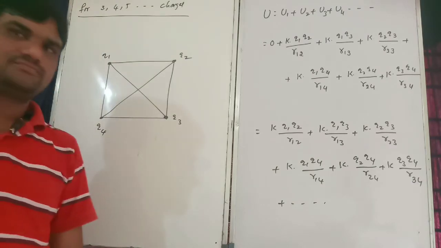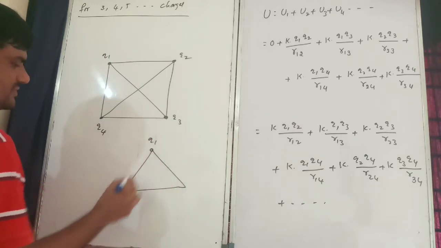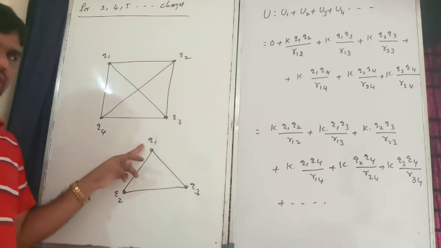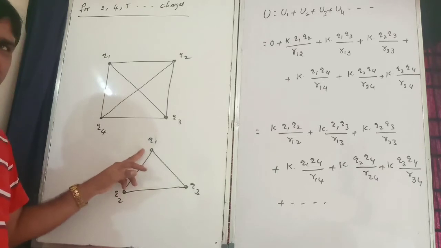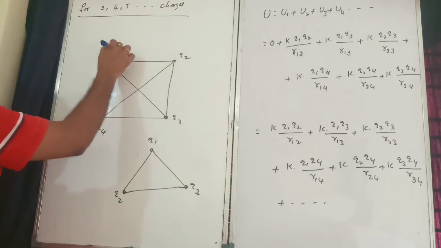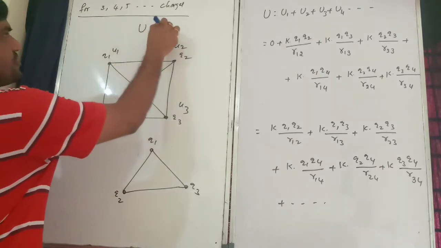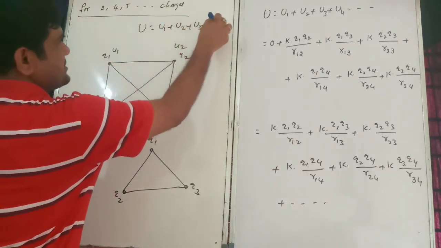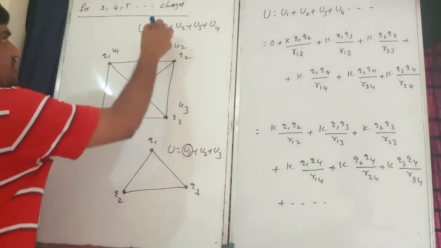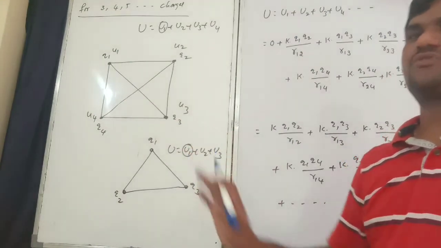So a triangle will be there. This is Q1, this is Q2, this is Q3. At Q1, the potential is equal to 0 at this point. But next will come. Correct? So here U1 is equal to 0. Here U2 will come, here U3 will come, here U4 will come. Therefore U is equal to U1 plus U2 plus U3 plus U4. So U is equal to U1 plus U2 plus U3, where U1 is equal to 0. Any number of charges. This is the first important question.